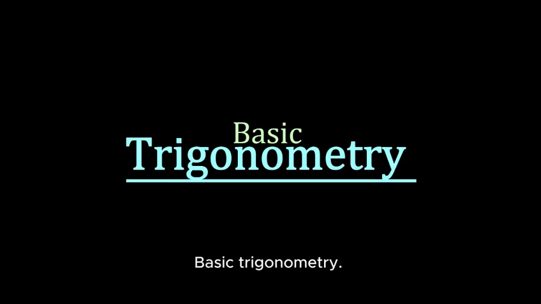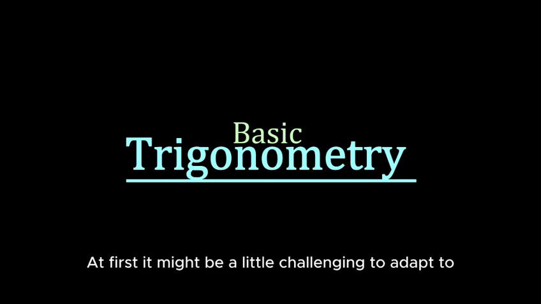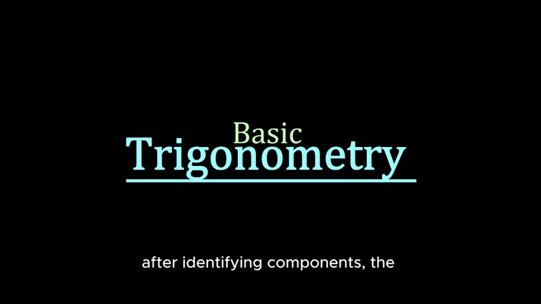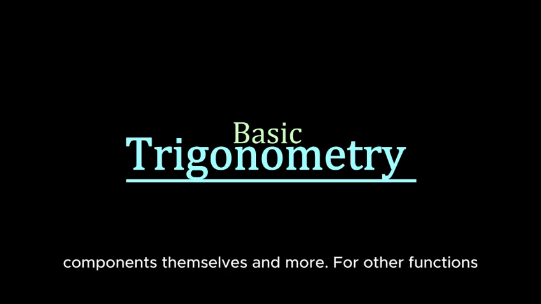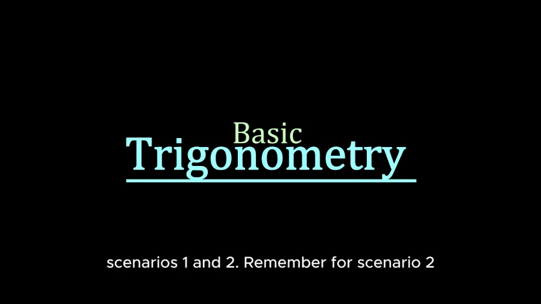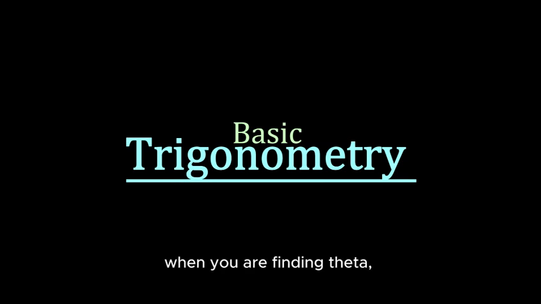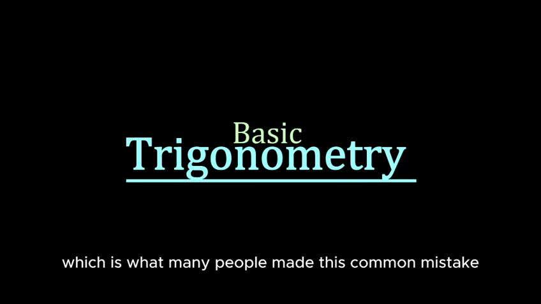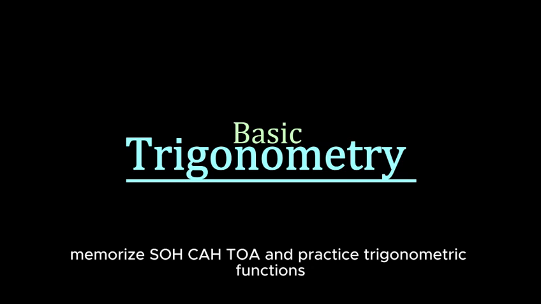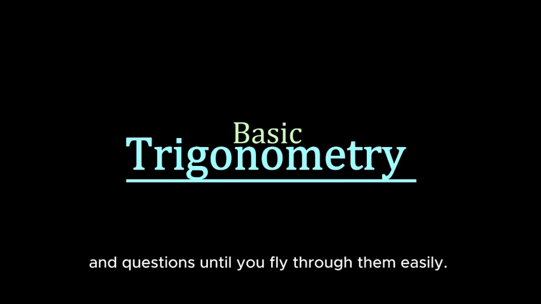Well, there you have it, basic trigonometry. At first, it might be a little challenging to adapt to, like the SOHCAHTOA trick, procedures after identifying components, the components themselves, and more. For other functions, it is the same situations, scenarios 1 and 2. Remember, for scenario 2, when you are finding theta, that you are taking the inverse function, not dividing, which is a common mistake many people make, and vice versa in scenario 1, where you have theta. To truly master this useful skill, memorize SOHCAHTOA and practice trigonometric functions and equations until you fly through them easily.